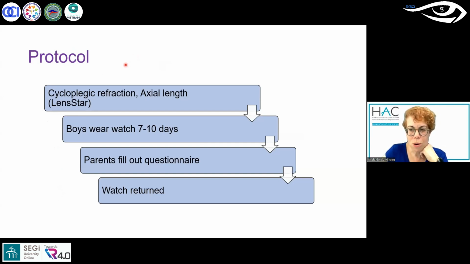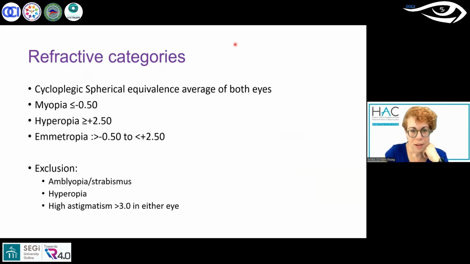And so this was the protocol. We called the kids in for cycloplegic refraction, in which we also measured axial length, and of course, we did a full eye exam. We gave the boys the watches to wear for 7 to 10 days. At the end of that period, the parents fill out a questionnaire and they return the watch.